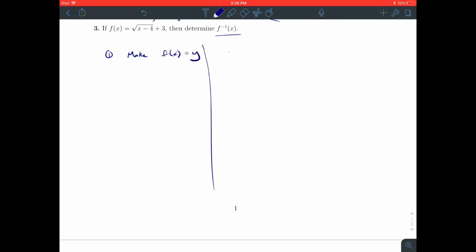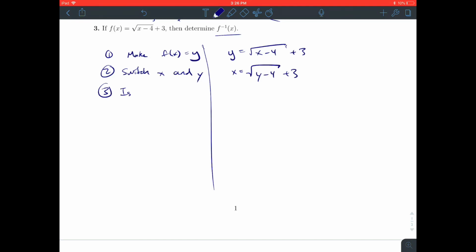So we end up, I should show my steps over here off to the side. So y is equal to the square root of x minus 4 plus 3. Step 2, in order for this to be the inverse, we have to switch the input and output. So switch x and y. That gives us x equals the square root of y minus 4 plus 3.